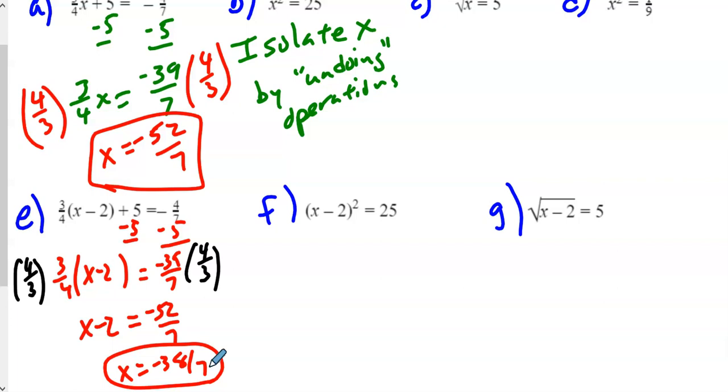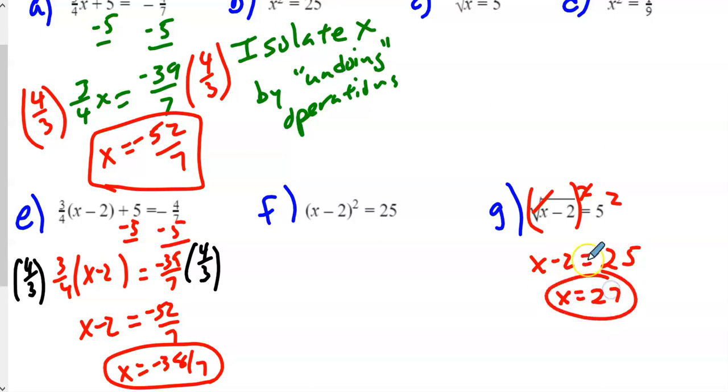All right, so now G. Skip over here to G. Now I have a square root. X minus 2 is underneath the entire square root, so I need to get rid of the square root. But what's the opposite of square rooting something? Squaring it. So those are inverse operations of each other, so they sort of cancel each other out. 5 squared is 5 times 5, so 25. And I add 2, and I get that to be 27. So again, we're always thinking about undoing operations here.